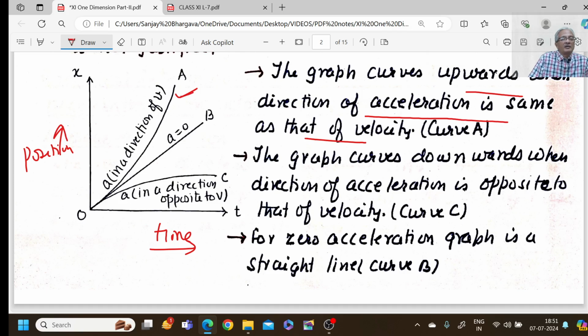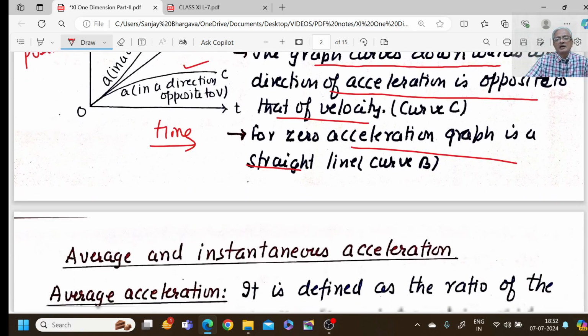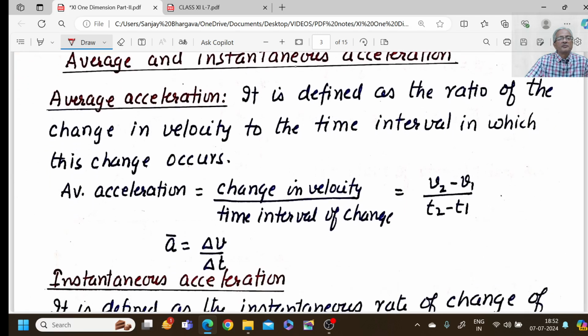We have curve A. Then the curve goes downwards when the direction of acceleration is opposite to that of velocity, this one. Here acceleration and velocity are in the opposite direction. So what is happening? Velocity is decreasing with time. Here velocity is increasing with time. For zero acceleration, the graph is a straight line, which is shown here as curve B. So you have to obtain different information under different conditions.